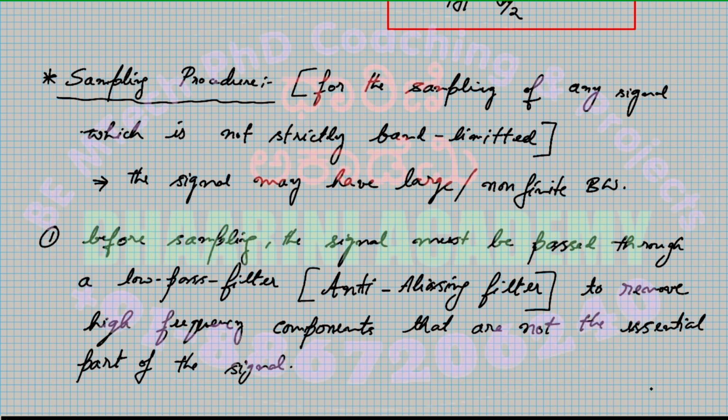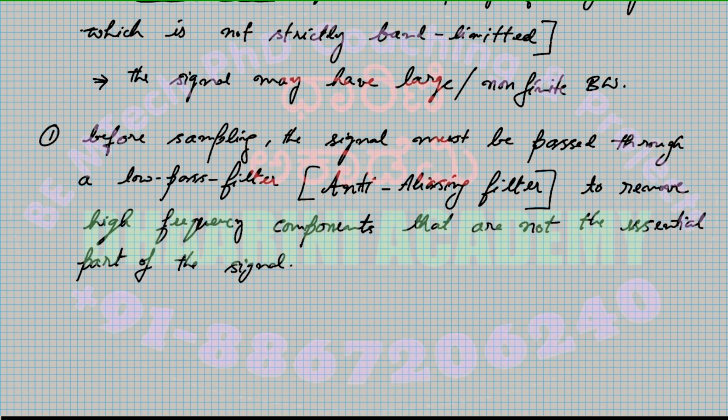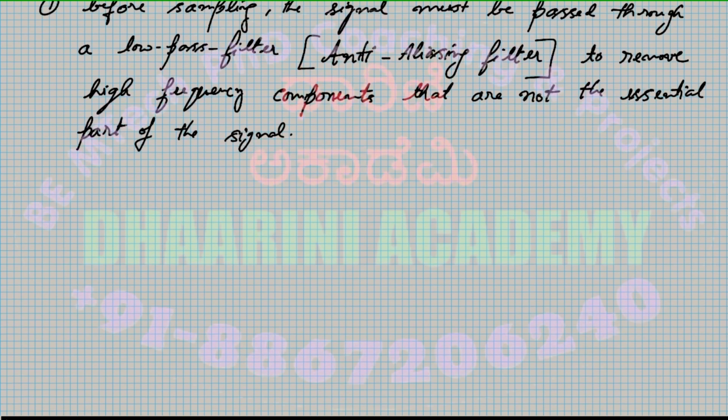After this filtering, we expect the signal to be strictly band limited. So let's try to plot it. We already have plotted such a spectrum a few times, and now what we are plotting is a copy of that. Let's say this is the frequency axis.